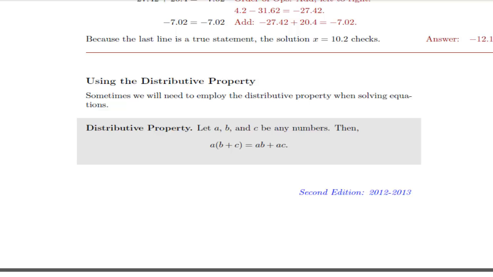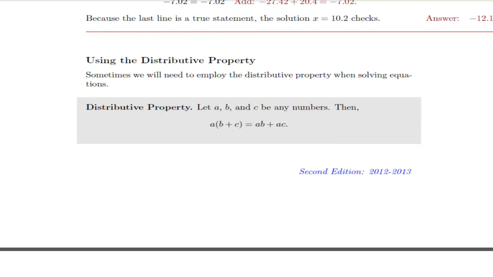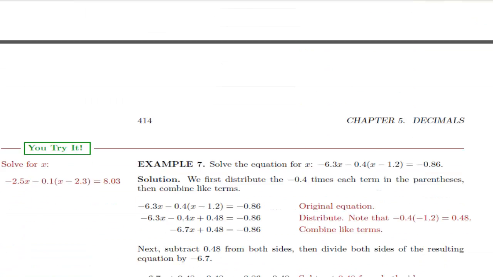Using the distributive property. Sometimes we will need to employ the distributive property when solving equations. Let a, b, and c be any numbers, then a times the sum of b and c equals the product of a and b plus the product of a and c. Example 7.